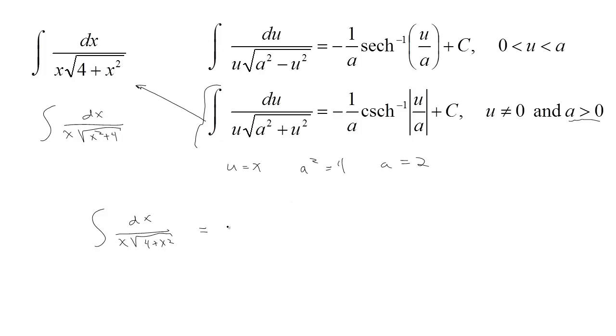So I know from this formula it should be negative 1 over a, but a is 2, times the cosecant inverse of the absolute value of our variable, which is x, so replace the u with an x and a with 2, plus C, and we'll be done. Great, so we got the answer in terms of the inverse of a hyperbolic function.